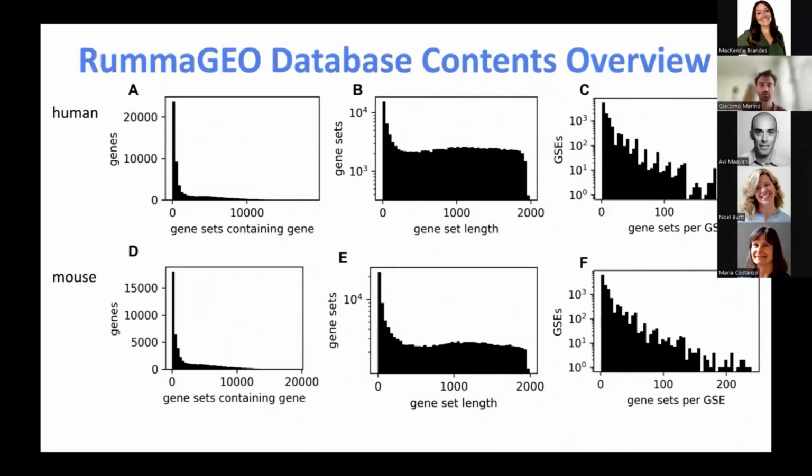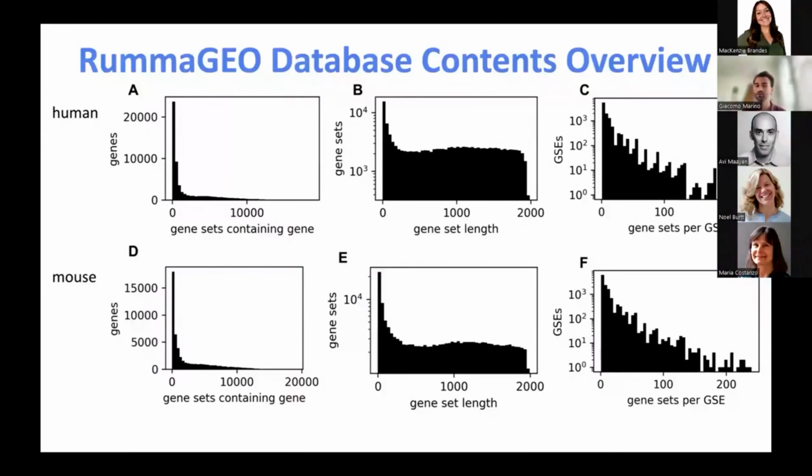So looking at the contents of the RummaGEO database, we can observe a few different things. One being that in this first row or column here, we have human on the top and mouse on the bottom. This is looking at the genes and how many gene sets they are contained within. So we see a majority of genes are contained in very few gene sets, and a few are contained in many gene sets, up to around 10,000, as we see in the figure there. And then we have a distribution of the gene set lengths, where the y-axis is log scaled. So there are a lot of smaller gene sets and then an equal distribution moving outward towards 2,000.